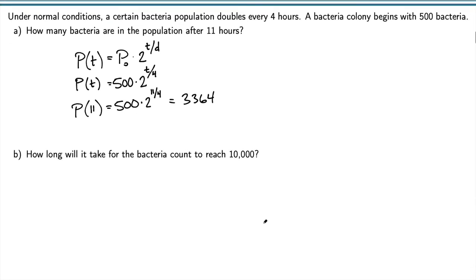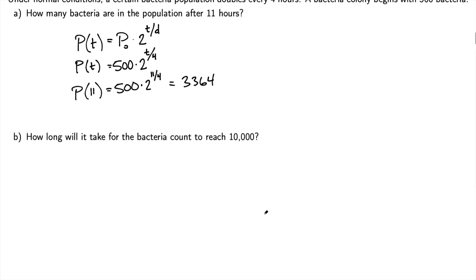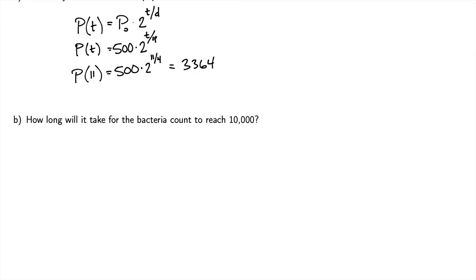For part B, how long will it take for the bacteria count to reach 10,000? We just take this formula that we have, and we want the output to be 10,000. So we have 10,000 equals 500 times 2 to the t over 4. Now we're trying to solve for t. We can divide both sides by 500. So 10,000 over 500 is 20, and here the 500s cancel. We have 2 to the t over 4.